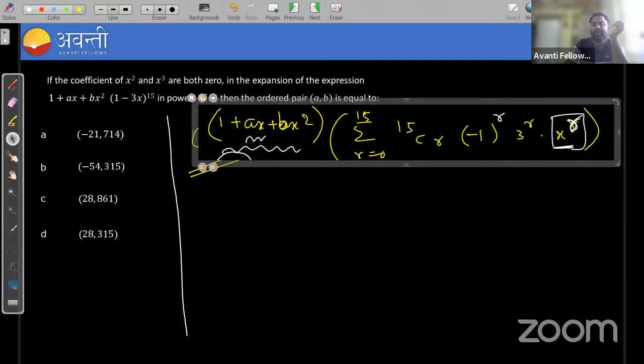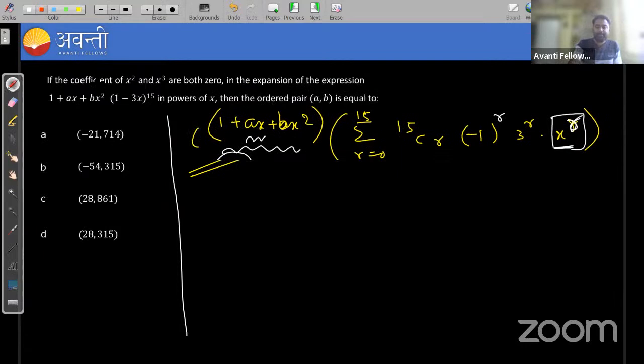So if we have this one, now we need to find the coefficient of x cube. So what are the possibilities to make the coefficient of x cube? One is 1 into x cube. Then the other one is a x into x square. And the final one is b x square into x. So these are the possibilities to make r as 3, right?